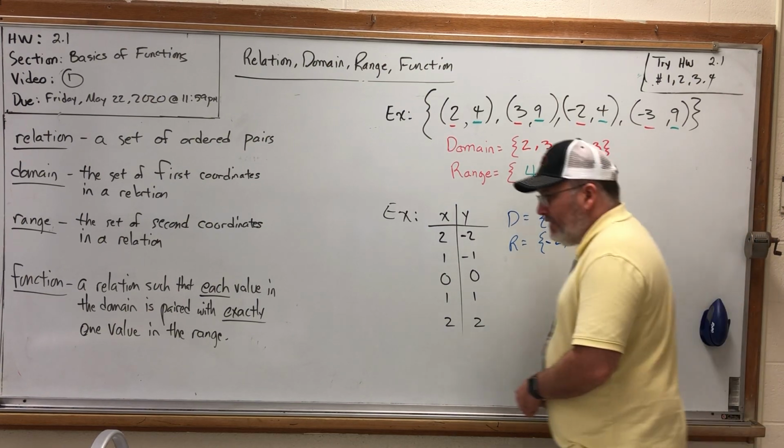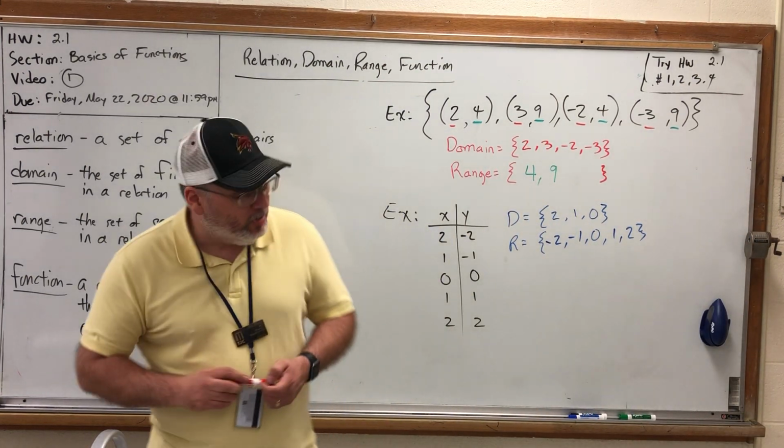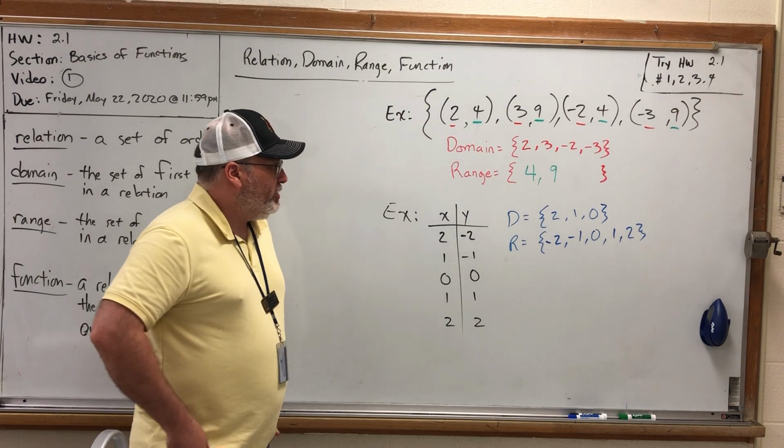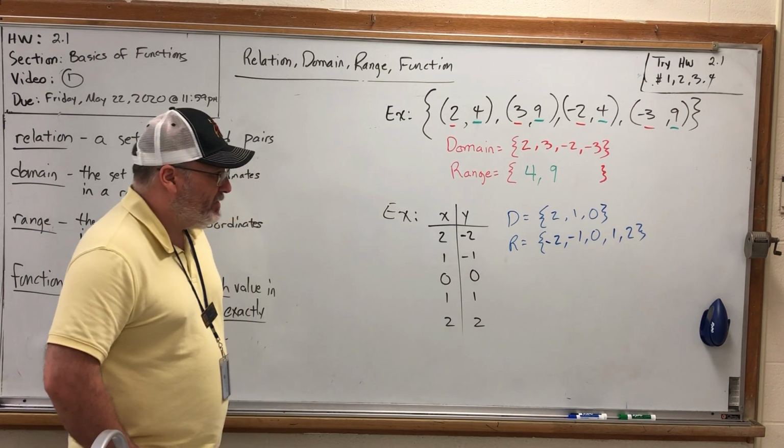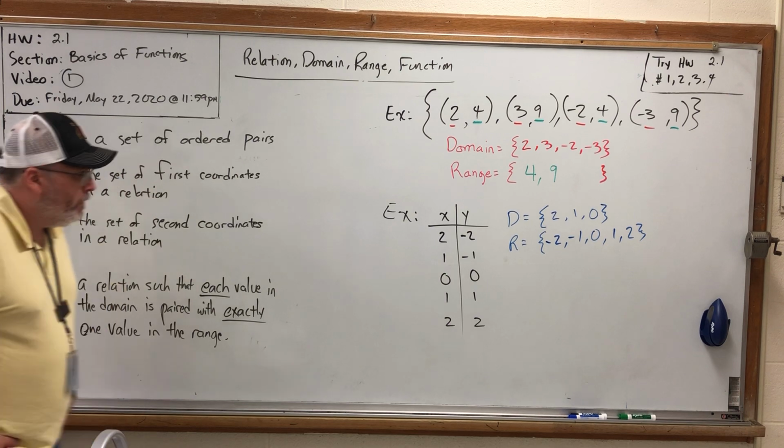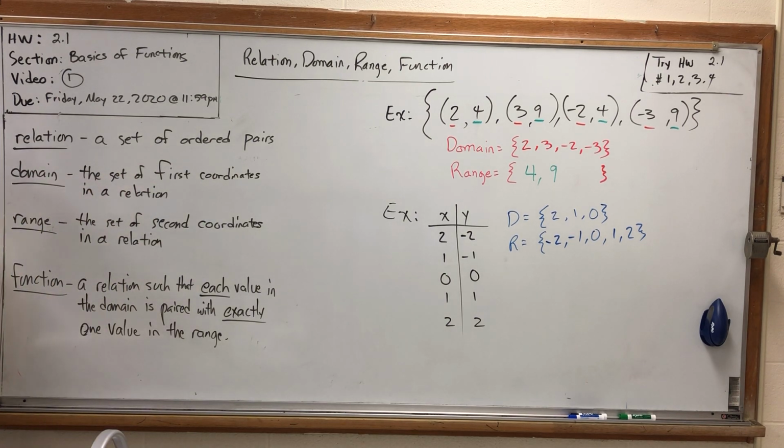So sometimes the domain and range is an easy question to answer. Domain is the set of first coordinates in a relation. Range is the set of second coordinates. But there's another definition, and this is the main one in this whole chapter practically. Function. The reason we have to define it last is because its definition uses all 3 of these terms.